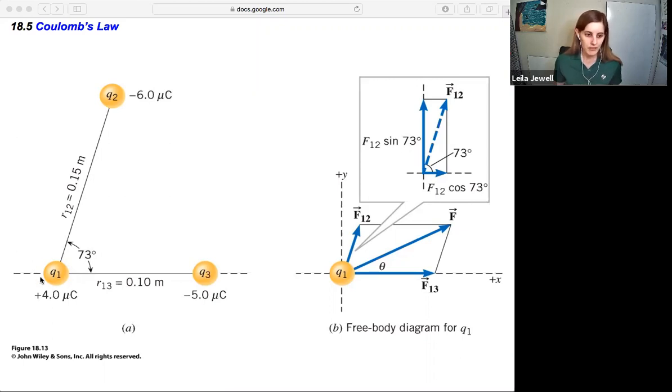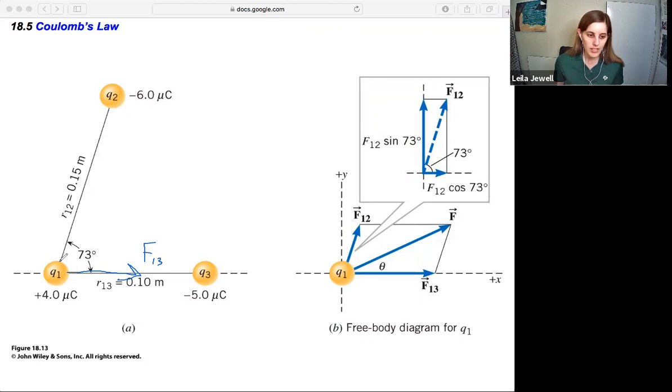If we wanted to find the net force on Q1, we would notice that it's drawn towards Q2 because it's positive and negative charge. It's also drawn towards Q3 because, again, opposite charges here. Q3 is a pretty simple one because this force is going to be purely in the x direction, because it's just straight towards it, F13.